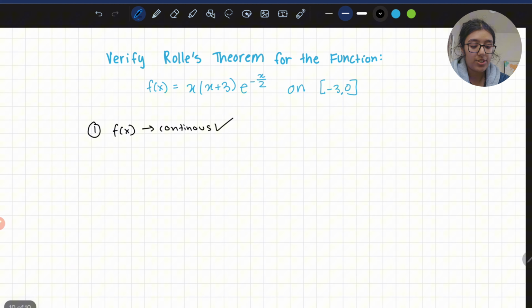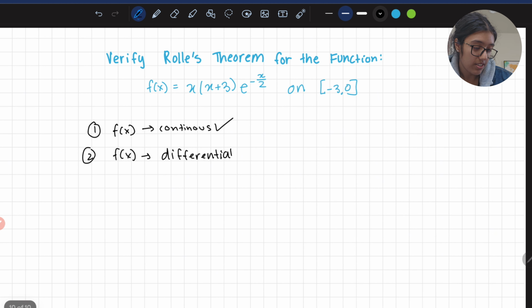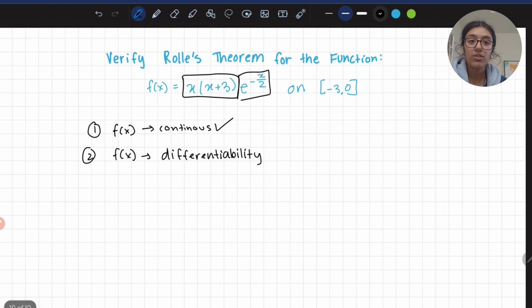So that proved continuity. Let's check differentiability. In this case, it's going to be the same case as continuous. I know polynomials are differentiable over their entire domain. This one in particular, because no holes, no asymptotes, no corners, no nothing. It's differentiable. Exponential functions are also differentiable over their entire domain.